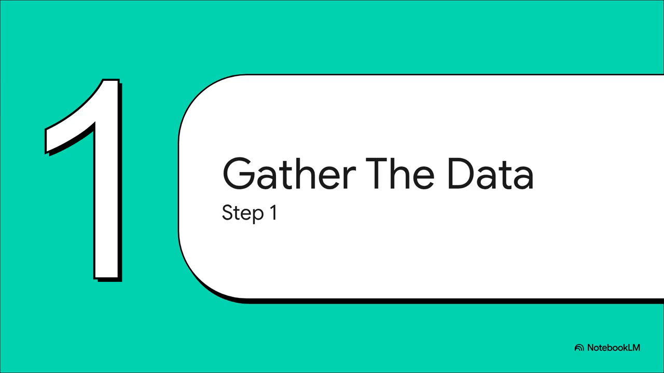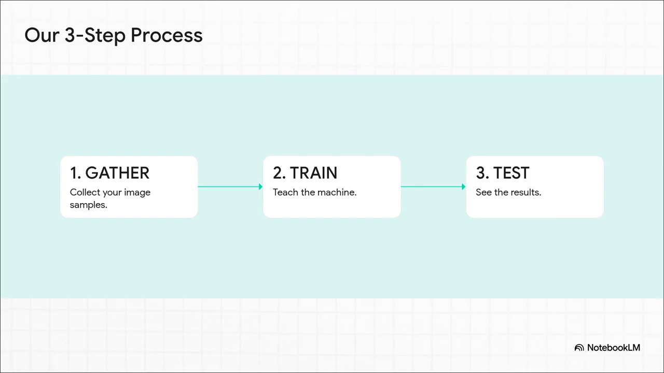Okay, so every single AI, from the simplest little program to the huge ones that run our world, they all start with the exact same thing: data. So our first step is to gather up the data we need to teach our computer what we want it to see. Our whole process today is going to break down into 3 really simple steps. First, we gather some pictures. Then we train the AI. And finally, we'll test it to see what it's learned. Let's get started with step 1.